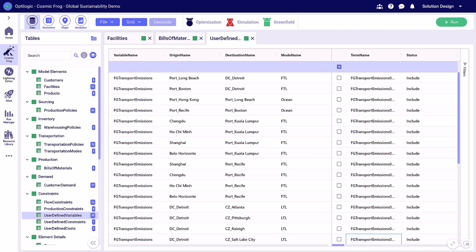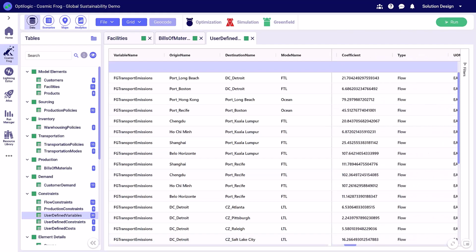How do we source the CO2 emissions data? There are a few options. If you have the data already, you can use your own. If you need to find the data, there are several third-party providers with emissions calculators. In this example, we used Optilogic's platform extensibility to connect via API to a third-party provider. This provider generates carbon emissions factors based on origin, destination, vehicle type, and other arguments. The result of this API call automatically populates the coefficient column. The unit of measure here is in tons of CO2.